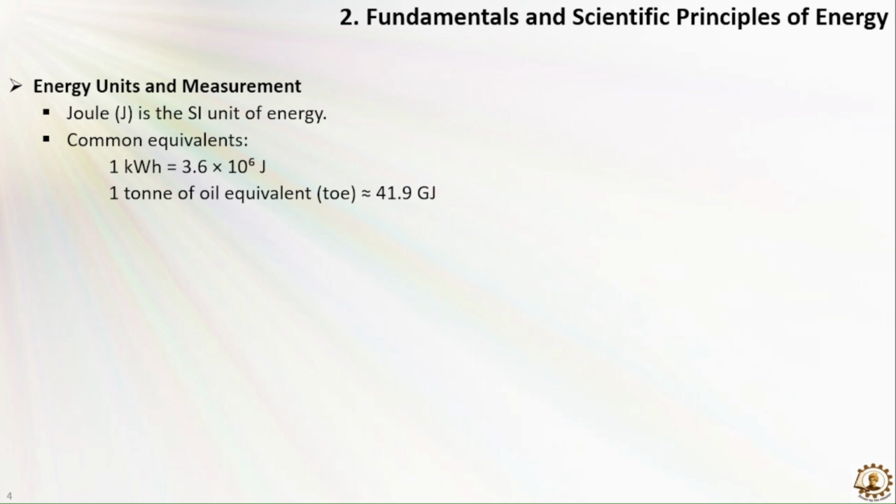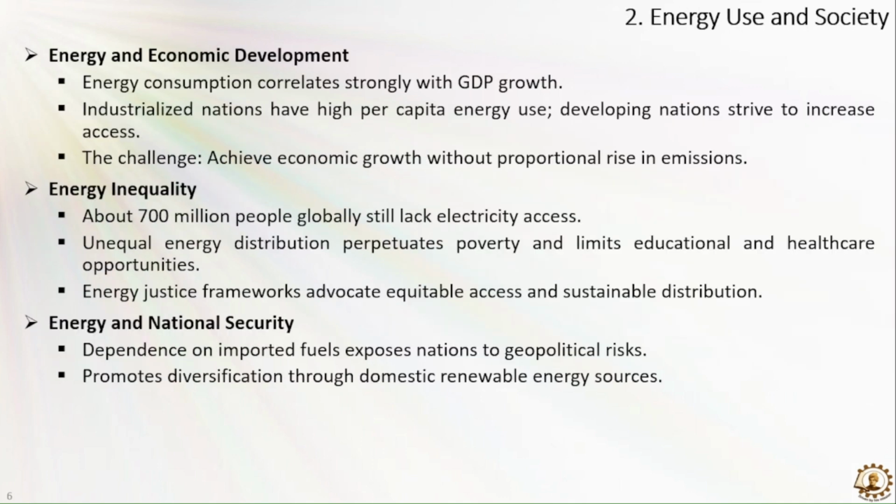Now, the basic measurement unit of energy is the joule as per the SI system, and common equivalents are: 1 kilowatt hour equals 3.6 into 10 to the power 6 joule. And if we burn 1 ton of oil, it is equivalent to 41.9 gigajoule. That means if we burn 1 ton of oil, it will create energy of around 41.9 gigajoule.